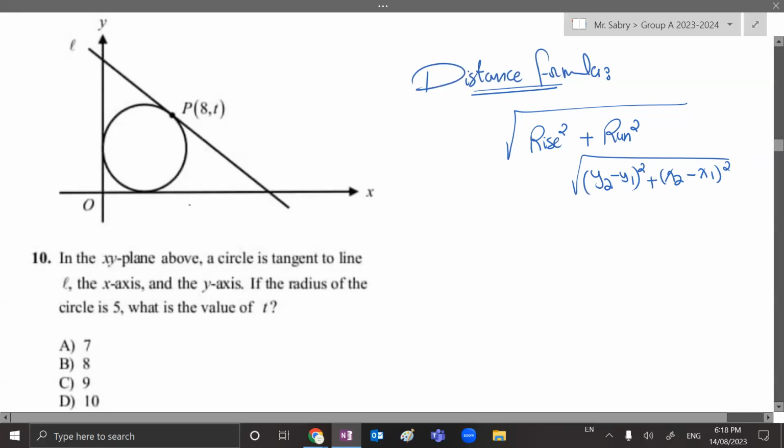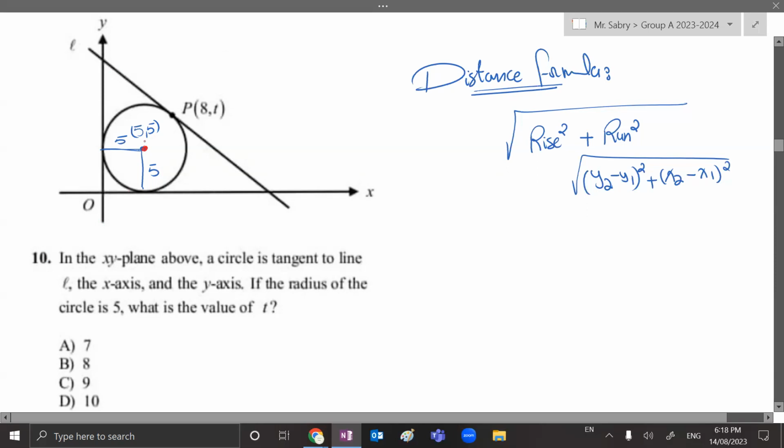Okay, how can I use the distance formula here? It says that this circle has a radius of 5. So the center of this circle, if this distance is 5, and this distance as well is 5 because this is a radius, then this point here is at the coordinates 5 and 5. That's the first thing I figured out, using the fact that the radius is equal to 5. The center of this circle must be at the point 5 and 5.